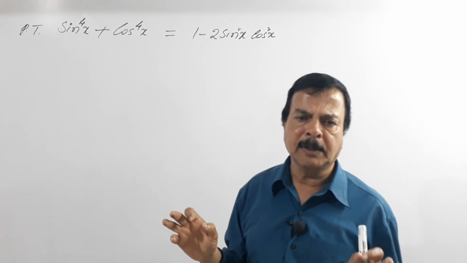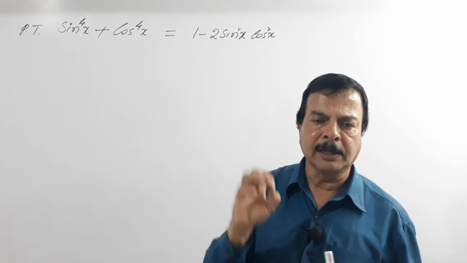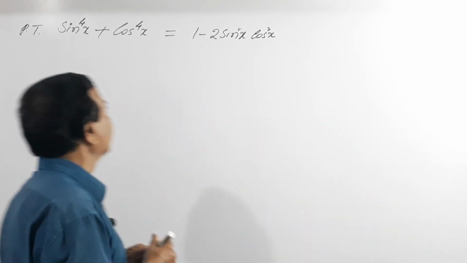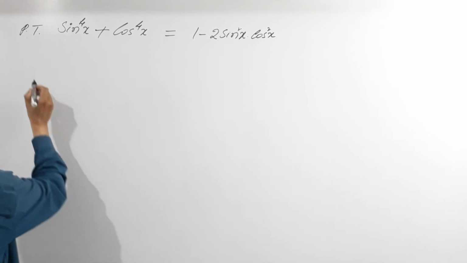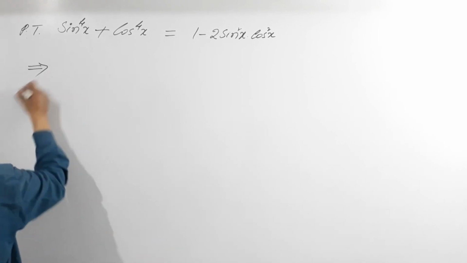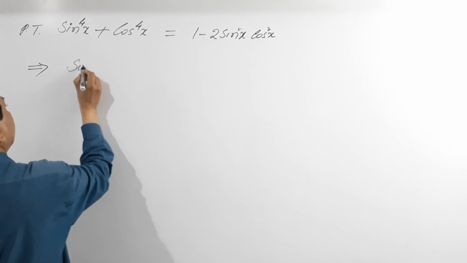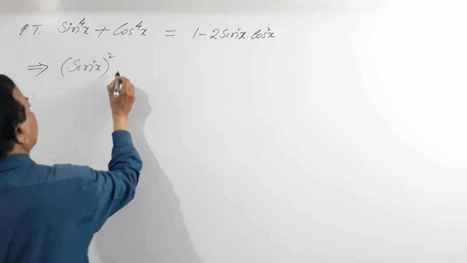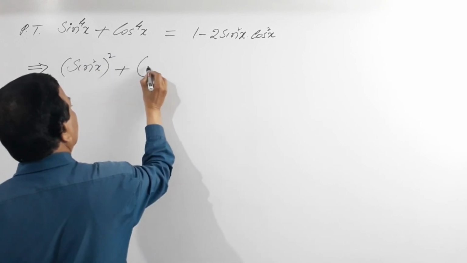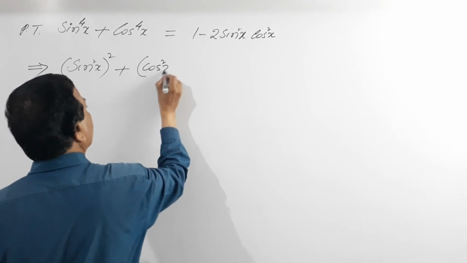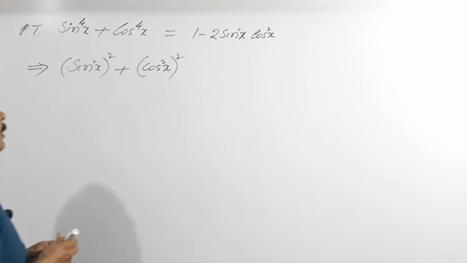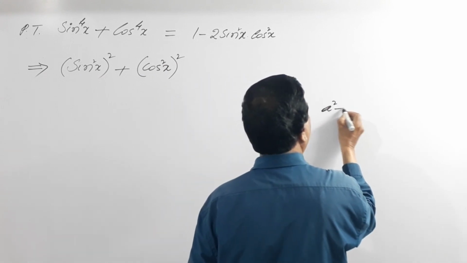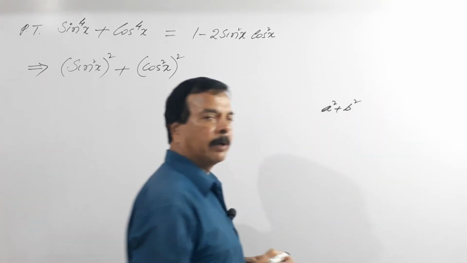बहुत आसान सा प्रॉब्लम है, सिंपल 2 स्टेप से आंसर निकल जाएगा. तो कोशिश करें. चलिए, तो हम क्या करेंगे इसको? Can I write this as sin square x the whole square plus cos square x the whole square? So this is the form what? A square plus B square.